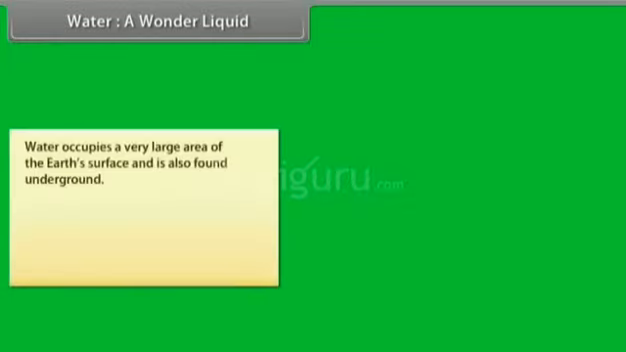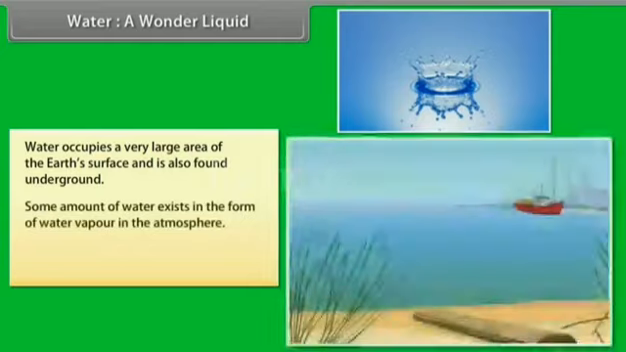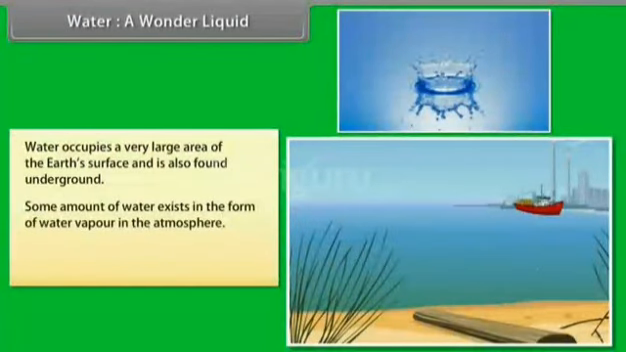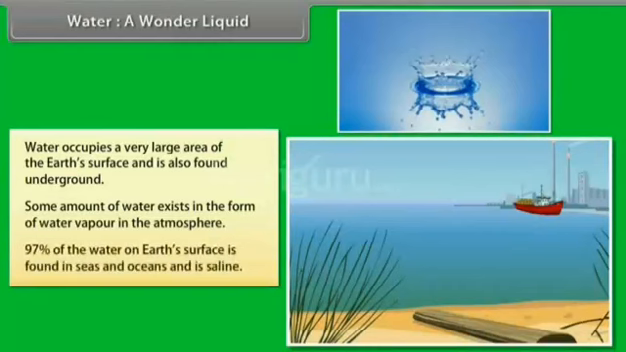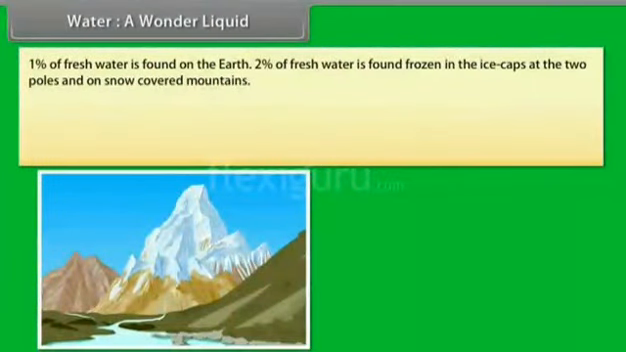Water, a wonderful liquid. Water occupies a very large area of the Earth's surface and is also found underground. Some amount of water exists in the form of water vapor in the atmosphere. 97% of the water on Earth's surface is found in seas and oceans and is saline. 1% of fresh water is found on the Earth. 2% of fresh water is found frozen in the ice caps at the two poles and on snow-covered mountains.